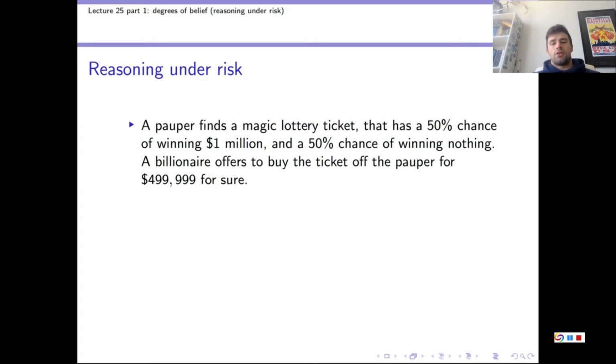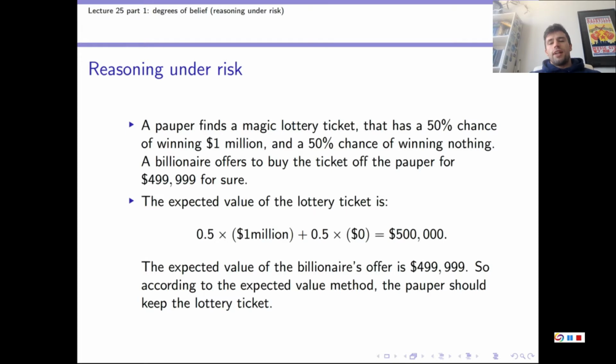So let's have a think about another example. Let's say a pauper finds a magic lottery ticket that has a 50% chance of winning $1 million and a 50% chance of nothing. A billionaire offers to buy the ticket off the pauper for $499,999 for sure. So let's pause here for a quick question. According to the expected value method, the pauper should keep hold of the ticket because the expected value in that case is $500,000. But the expected value if the pauper sells the ticket is $1 less than $500,000.